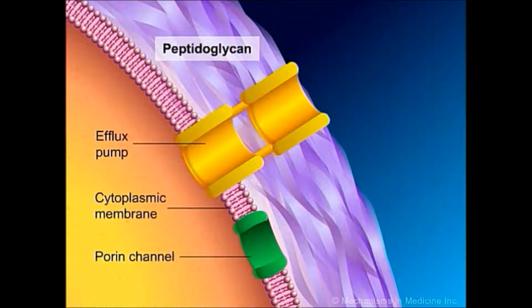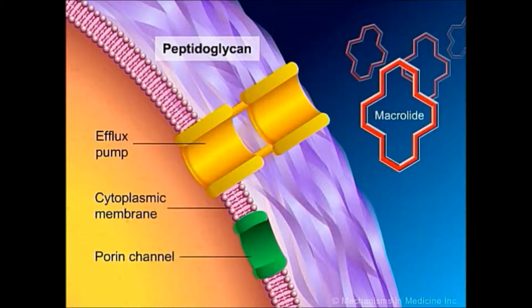Despite the presence of these efflux pumps, macrolide antibiotics continue to enter the bacteria. However, once inside the cytoplasm of the bacteria, these efflux pumps actively remove the macrolide antibiotics before they have a chance to reach their target. The 50S ribosomal subunit and bacterial protein synthesis is unaffected.